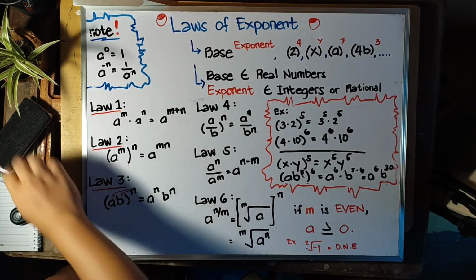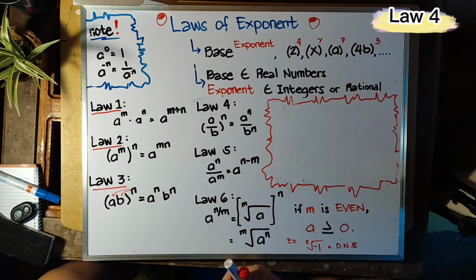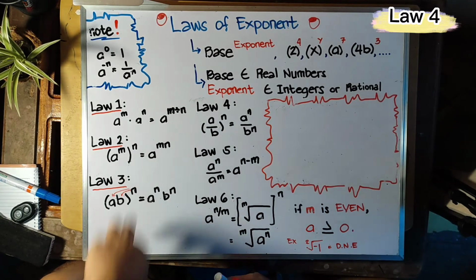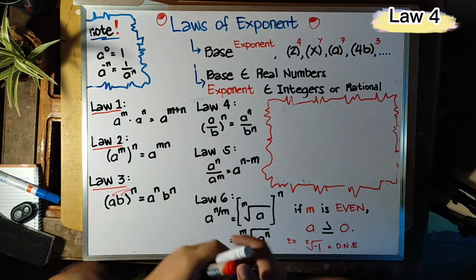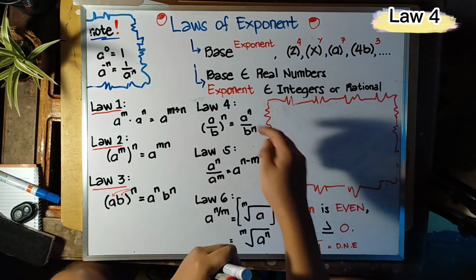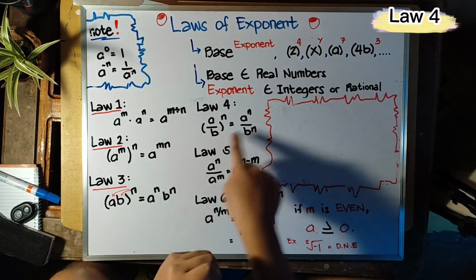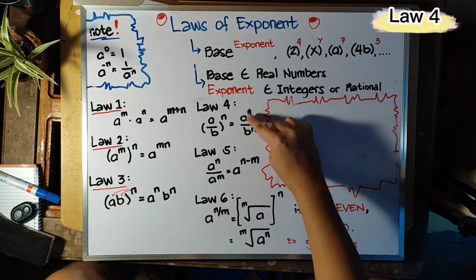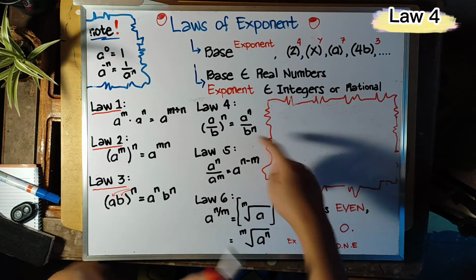Okay? How about law number 4? Si law number 4, wala naman siyang pinagkaiba sa law number 3. It's just that si b is nasa denominator. But again, a over b raised to n, you will still distribute n to a and n to b. The resulting transformation is a raised to n over b raised to n.